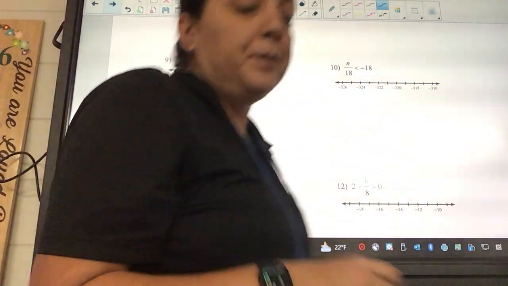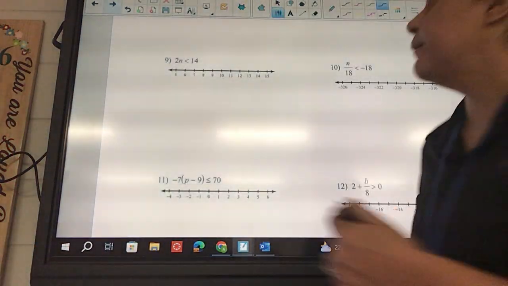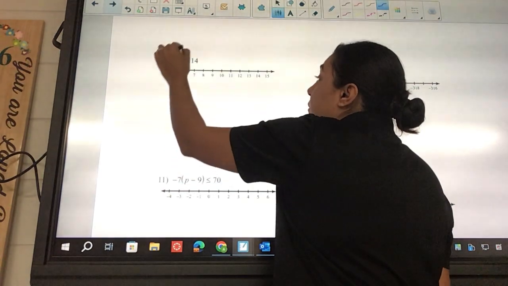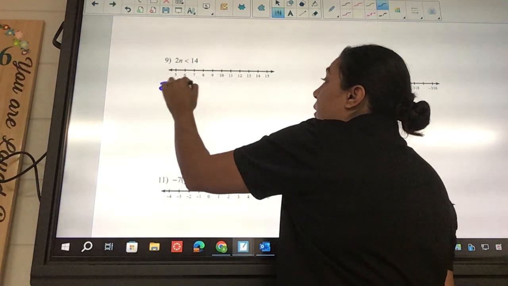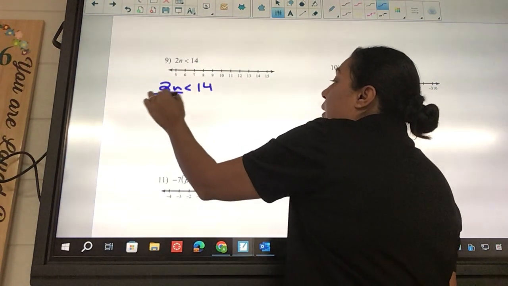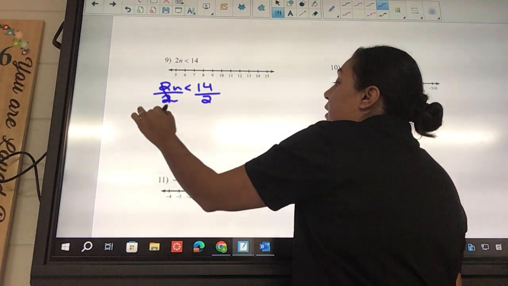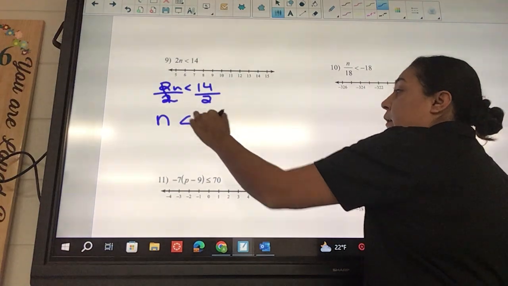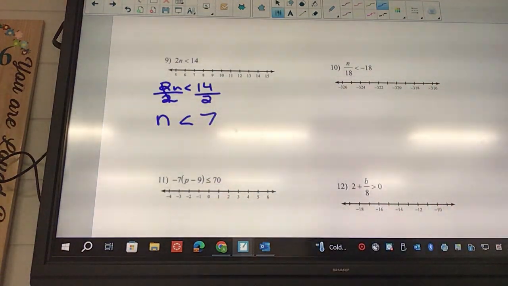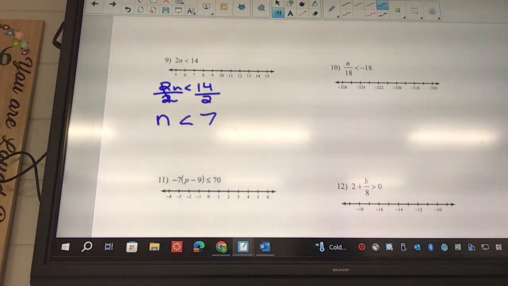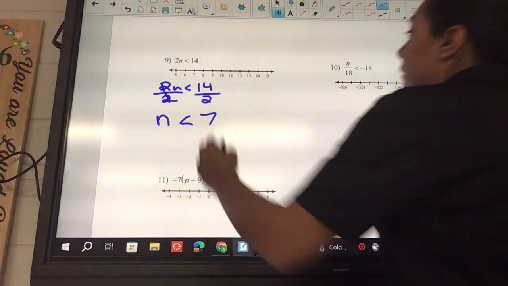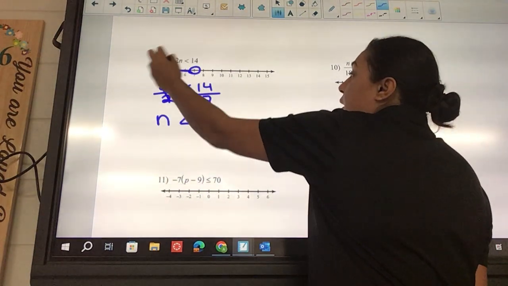Okay, number 9. And yes, you do divide by 2. So we're going to divide both sides by 2. And I'm going to have to write this one down here. I'm not going to have enough room. Okay, do we need to flip our sign? No. Okay, so that's going to give me 7. On the 7, is that going to be open or closed? Open. Going which way? To the left. Good.